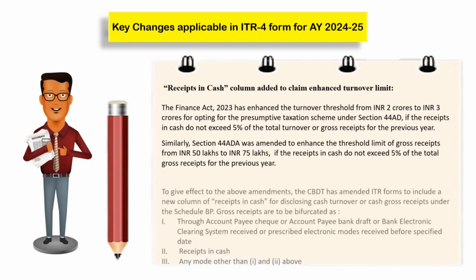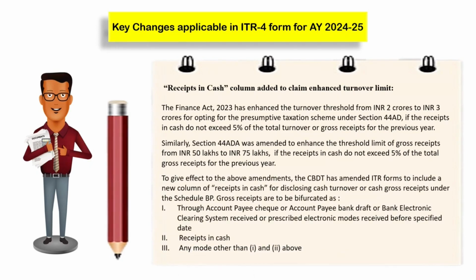To give effect to the above amendments, CBDT has amended the ITR forms to include a new column of receipts in cash for disclosing cash turnover or cash gross receipts under Schedule BP. Gross receipts are to be bifurcated as receipts through account payee cheque or account payee bank draft or bank electronic clearing system received or prescribed electronic modes received before the specified date, and receipts in cash or any other mode other than 1 and 2 above.